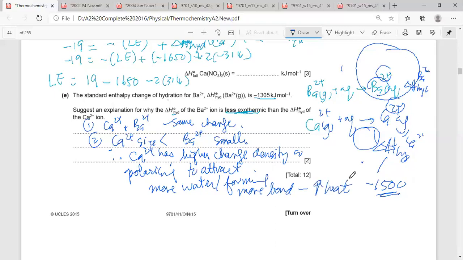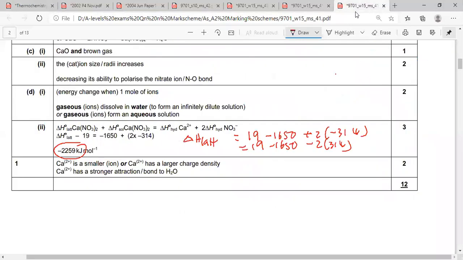Now let's look at the marking sheet. Ca2 plus is smaller, or has larger charge density: 1 mark. Attraction of more water, the second mark. Ca2 plus has high charge density, so stronger attraction, which means stronger bonds. So it's 2 marks here. All right, I'm finished now. Okay, goodbye.